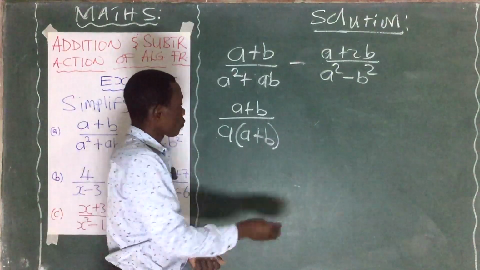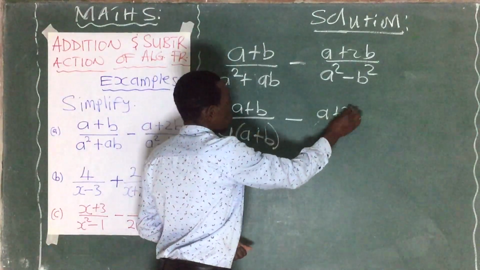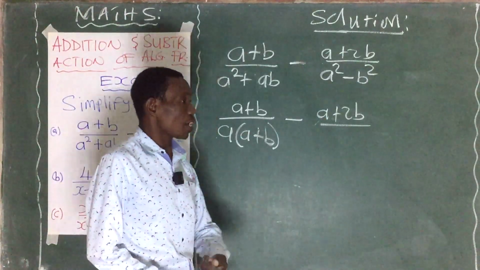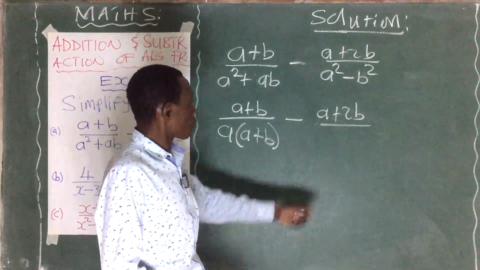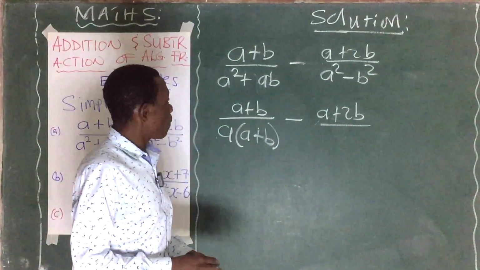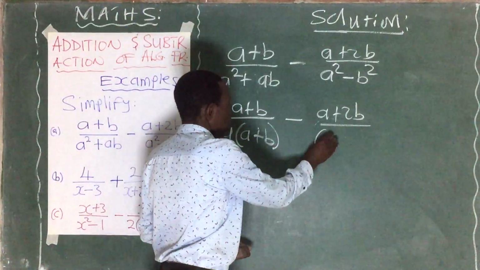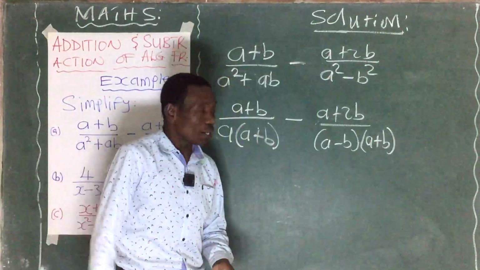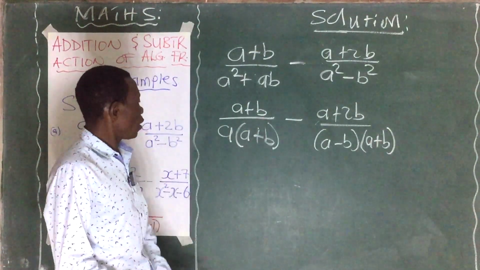Then I'll go to the other fraction where we are subtracting a plus 2b. Here I'll still have my a plus 2b, because there's nothing you can do with that. But if I look at a squared minus b squared, you'll realize this is just a difference of two squares. So you can factorize this one by coming up with the conjugates of the expressions. The factors of a squared minus b squared will be a minus b and a plus b.